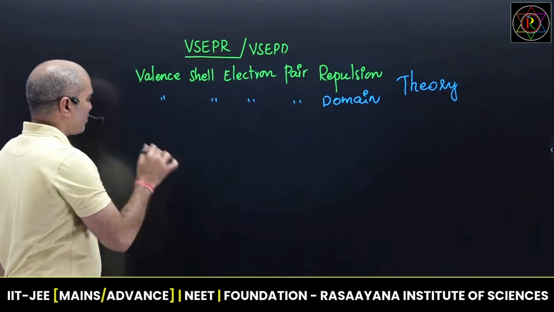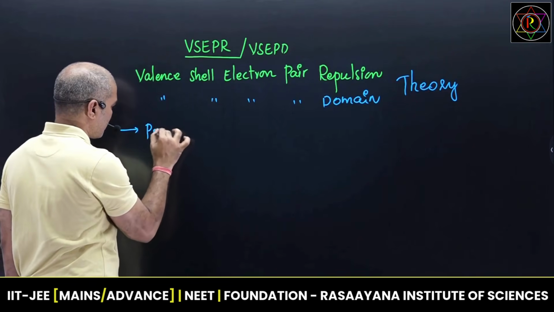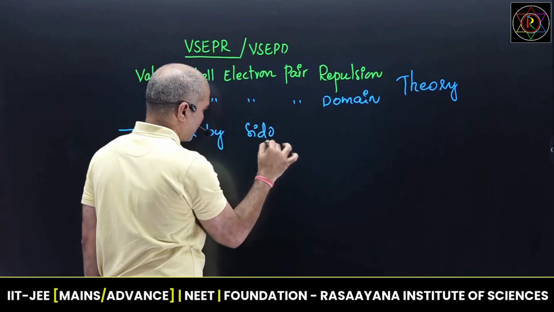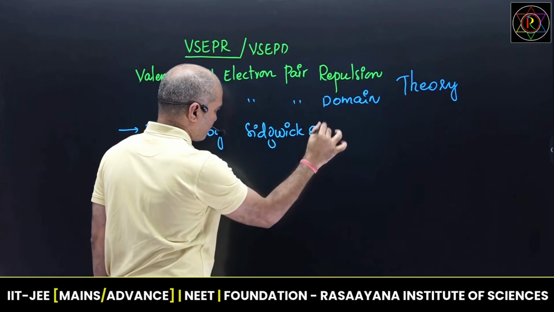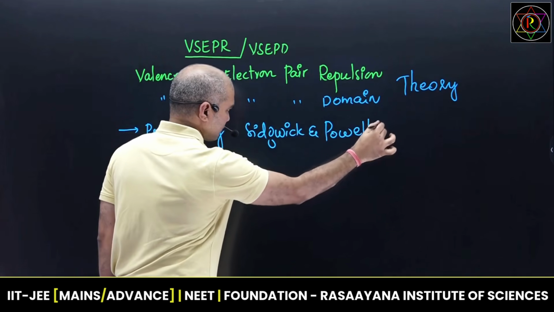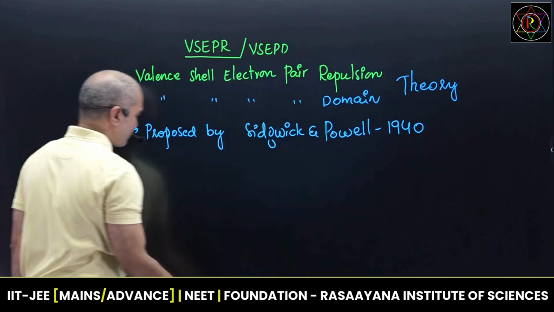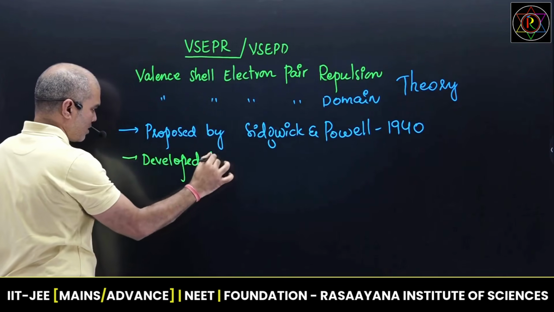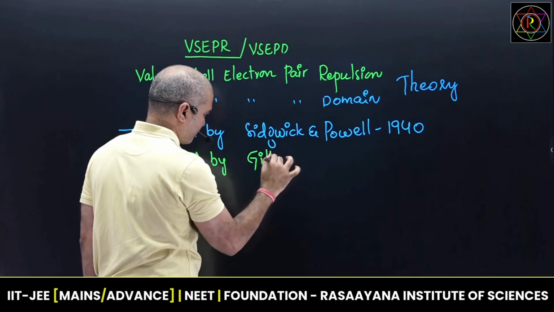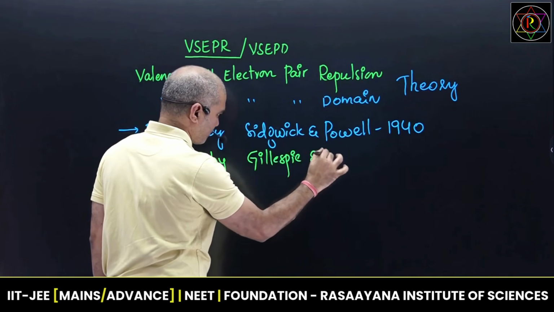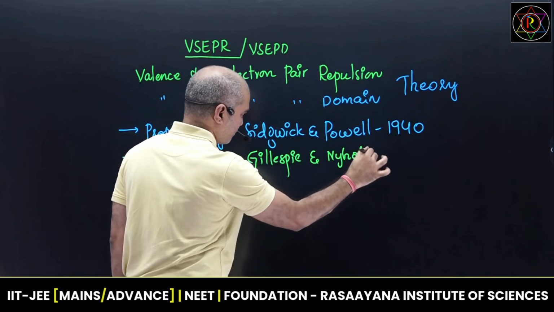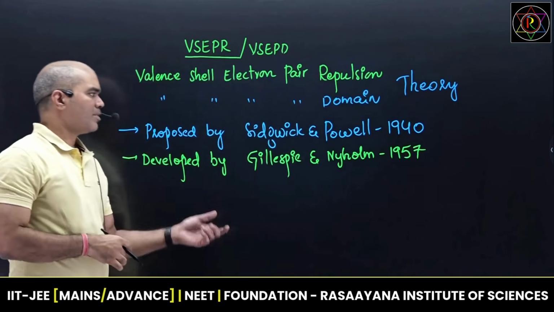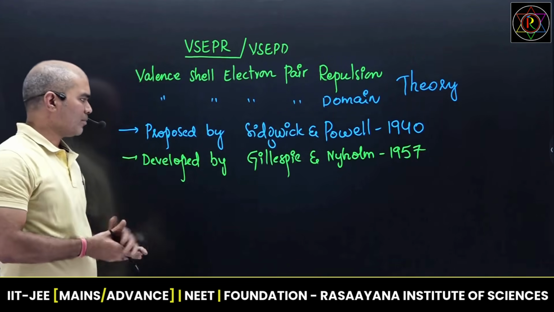It was proposed and developed by different groups of scientists. Proposed by Sidgwick and Powell. Later it was developed by Gillespie and Nyholm. So much name has come for Gillespie and Nyholm, who have developed this theory.